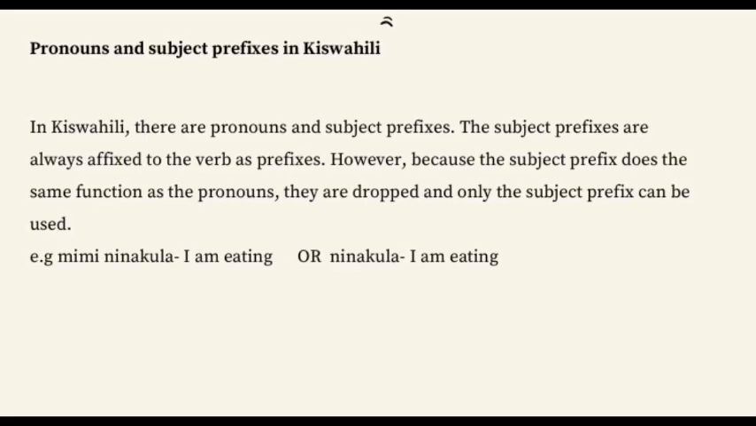So in Kiswahili, there are pronouns and subject prefixes. The subject prefixes are always affixed to the verb as prefixes. However, because the subject prefixes do the same function as the pronouns, they are sometimes dropped and only the subject prefixes are used. So in this example, mimi ninakula can also be ninakula because the mimi means ni anyway.